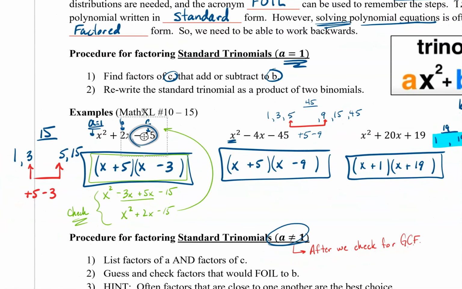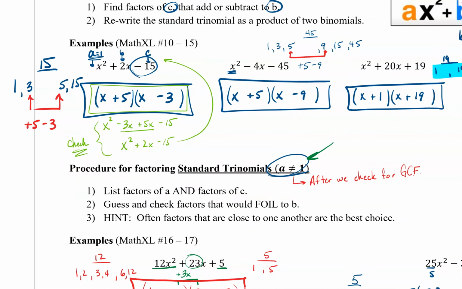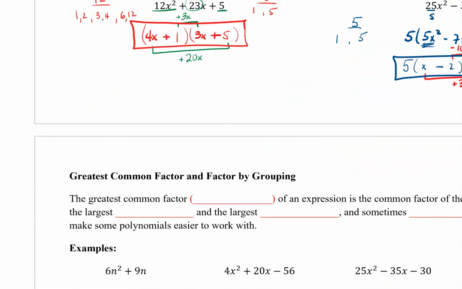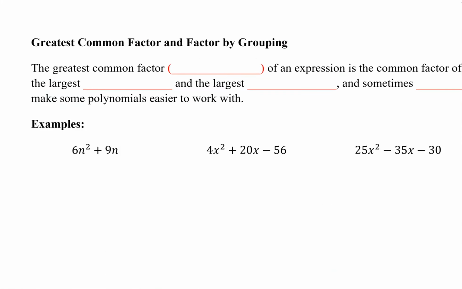We talked about the techniques that we can use for standard trinomials where a is equal to 1, and also about what happens when a is not equal to 1, in other words, after we check for a greatest common factor. So in this part of the video, I'd like to talk a little bit more about the greatest common factor and another technique that's called factor by grouping. The factor by grouping technique is good for some trinomials, but it's also good for larger polynomials as well. So here we go as a matter of notes.